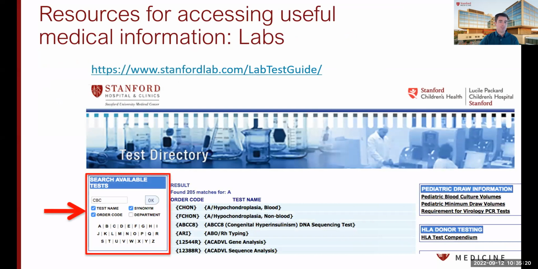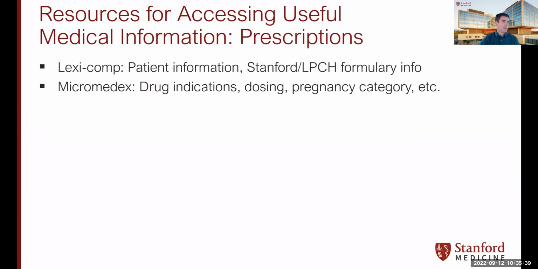For labs, we use a lot of shorthand for labs. Stanford Labs actually has a really excellent search code that's specific to Stanford and what labs you're getting. So if you type in CBC, it will give you CBC, and then it'll tell you all the different things that are within the CBC. And then if you're looking for information about prescriptions, Lexicomp and Micromedex are excellent. Lexicomp is actually part of UpToDate. And then Micromedex is a separate thing, very much available to us, but also very good.